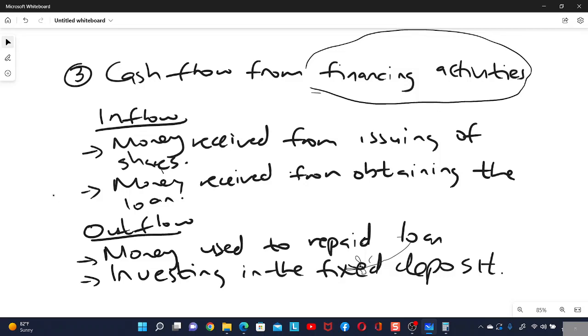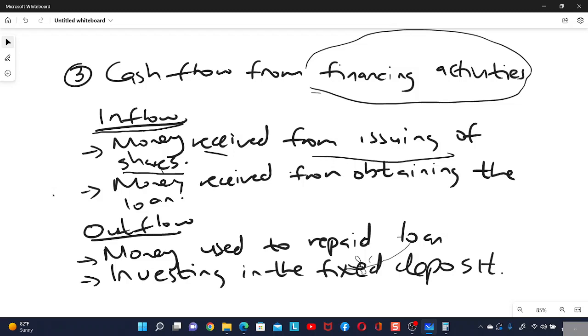Okay, let's look at the inflow of cash. Money received from the issuing of shares. When the business issues the shares, the business receives the money. Money received from obtaining a loan. The business goes to the bank and then asks for a loan. So obviously you are going to receive the money.